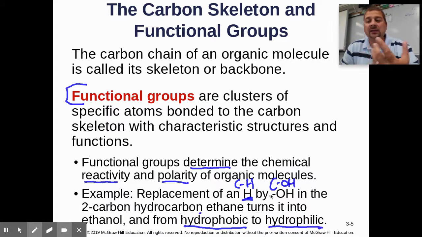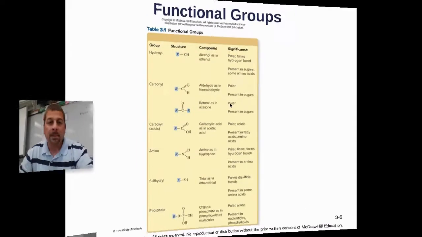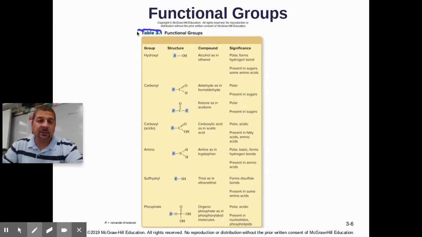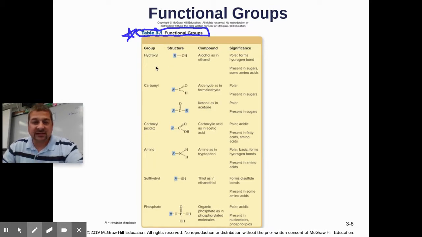Okay, so by adding different functional groups, you can very much change the properties of whatever that carbon skeleton, that base structure of carbon, is. This is table 3.1 in your textbooks. I do want you to be familiar with this. These are some common functional groups that you find in biology class in different biomolecules.